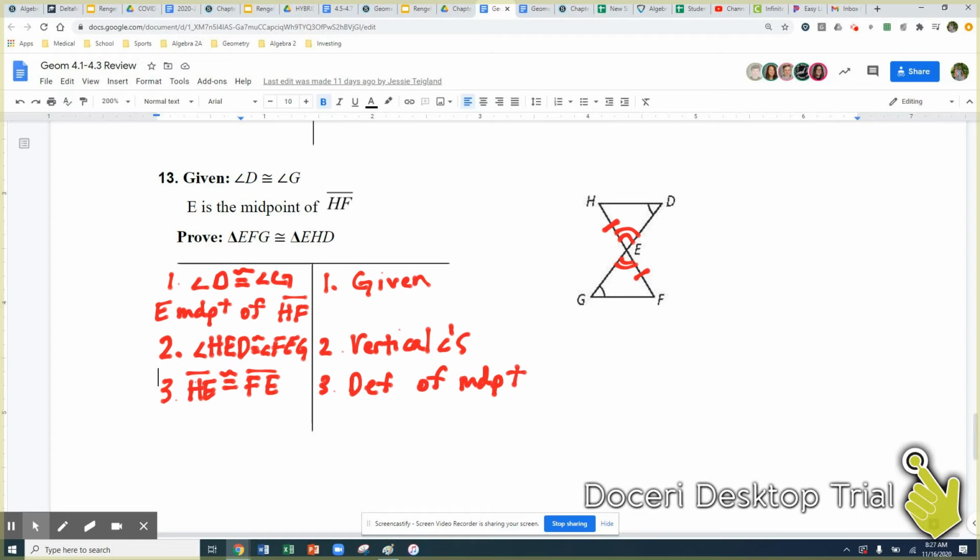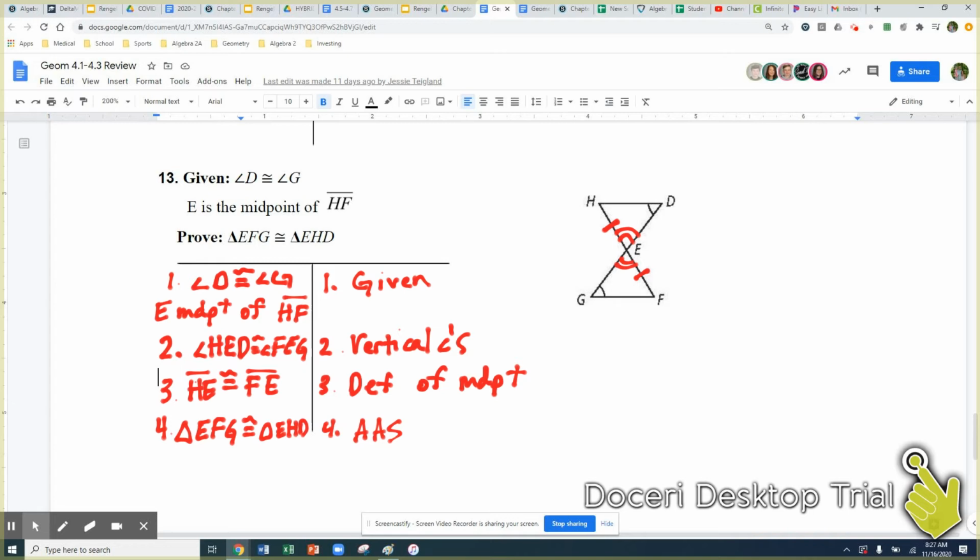So do I have enough to prove? Yes, using angle, angle, side. So I'm going to rewrite my congruent statement. I'm just taking where it says prove there. Triangle EFG is congruent to triangle EHD. And the reasoning, number 4, is AAS. So there's going to be my 2 triangles proven congruent.